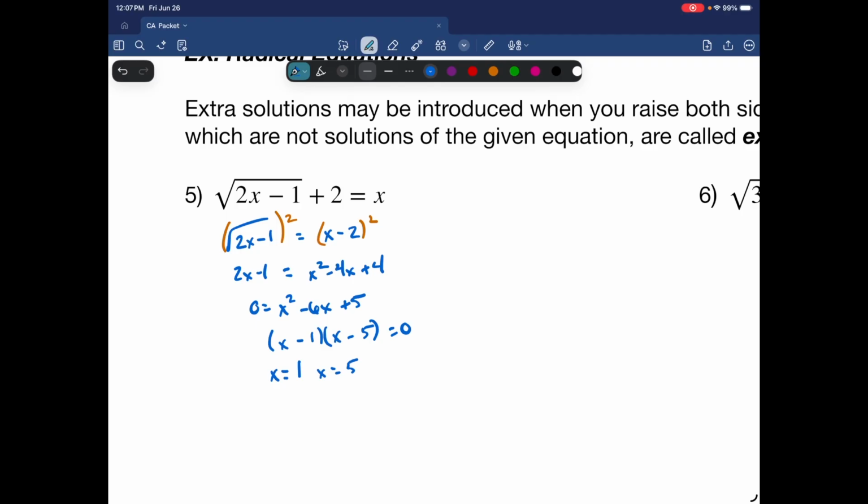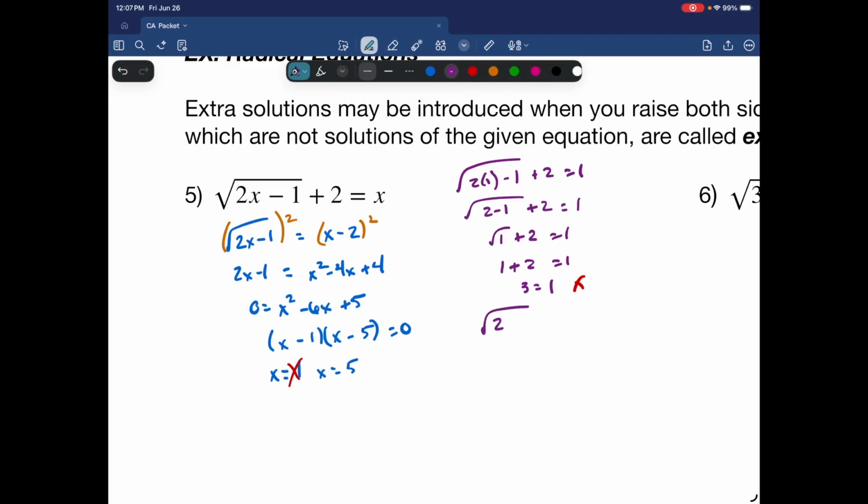Now that we have finished with the algebra, we need to check our answers. I'm going to take 1 and plug it in. You get the square root of 2 times 1 minus 1, plus 2 equals 1. That gives us 2 minus 1 underneath, plus 2 equals 1. 2 minus 1 is 1, so I get square root of 1 plus 2 equals 1. That is 1 plus 2 equals 1, which is 3 equals 1. So when I plugged it back in, it doesn't work, so I throw it out. Let's try 5. Let's see, we got square root of 2.